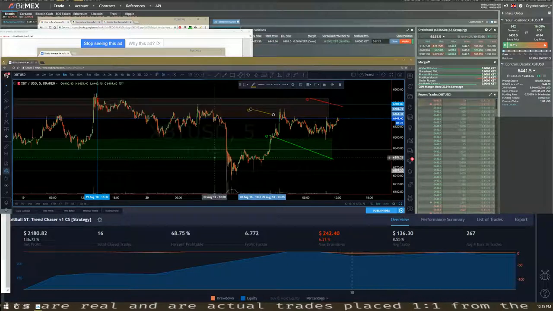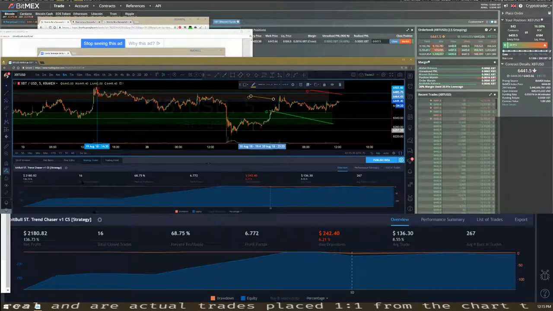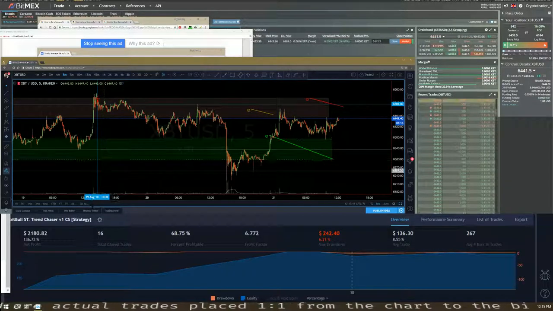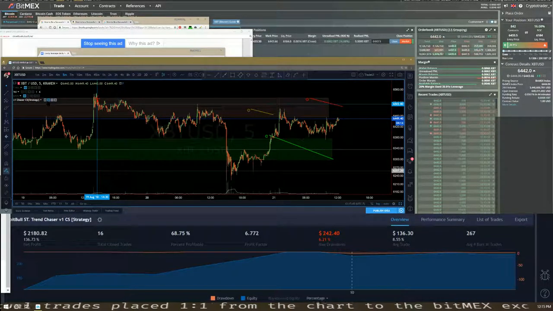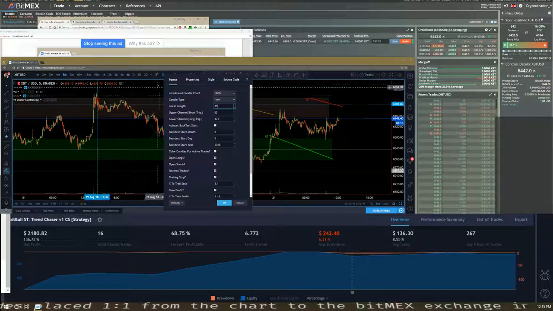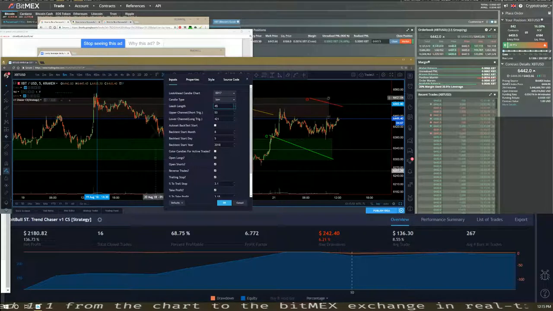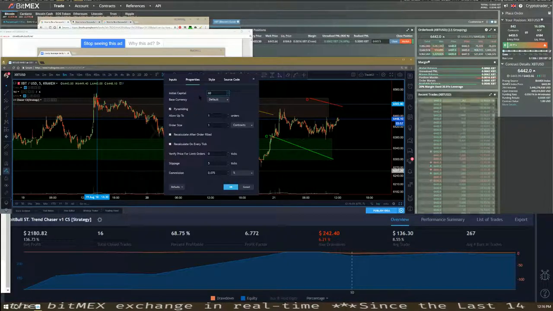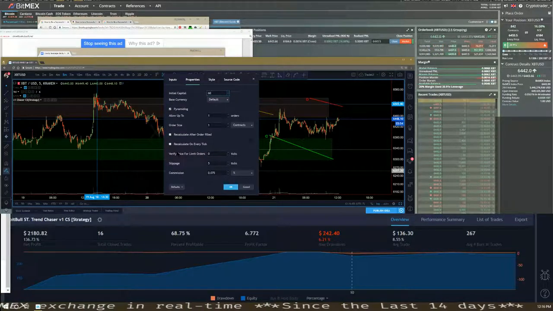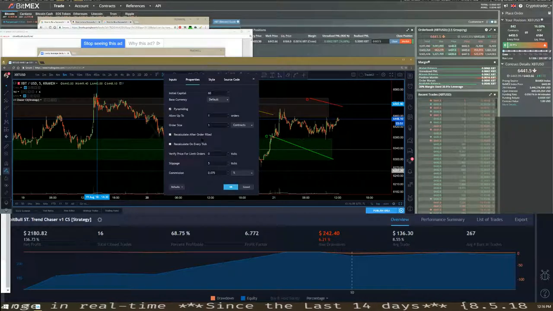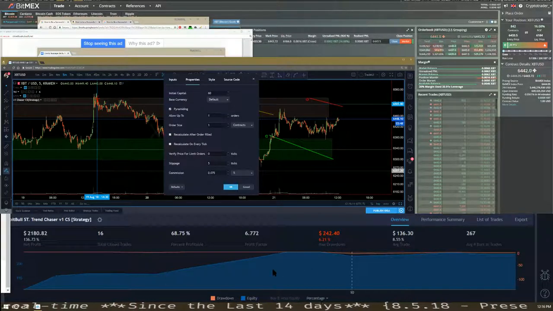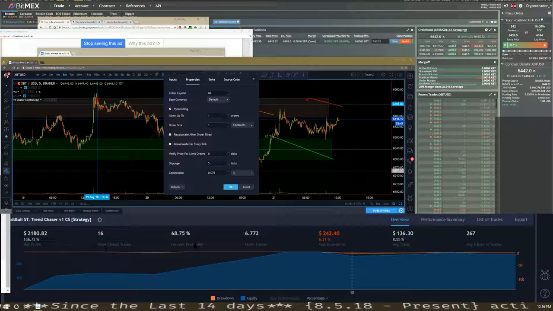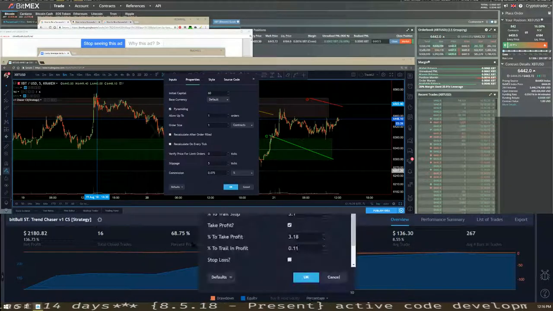Here's one thing you can do to calculate your leverage. Grab the settings on your strategy with the gear, settings and inputs, properties. Now right here, what are you starting off with? $100 or 60? I'm starting off with 60, so put 60 there. That's your initial capital. This back test is still reflecting your gains. This is not going to change, but the percentages do change because you're starting off with $60.